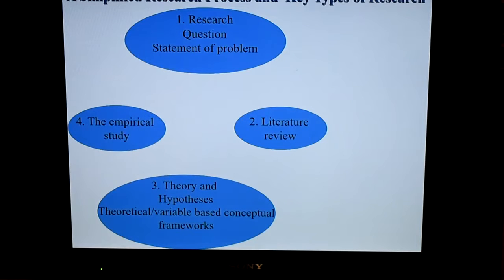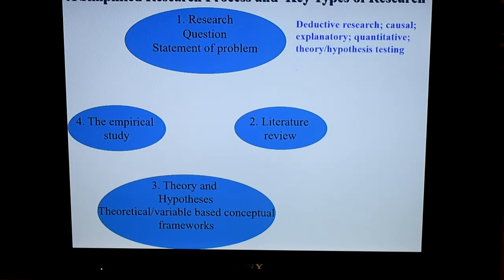Now let us go a step further and present a simplified research process and some key types of research. What are we saying here? Generally speaking, research goes through 4 stages. The first stage is the research question, statement of the problem, that's very key. The second stage is the literature review. And literature review then goes into theory and hypothesis, or theoretical conceptual framework. And after we've done that, where we have hypotheses set out, then we go out and do the empirical study. Those are the 4 stages or aspects of research in general.